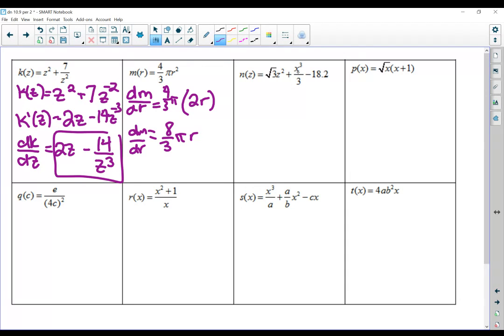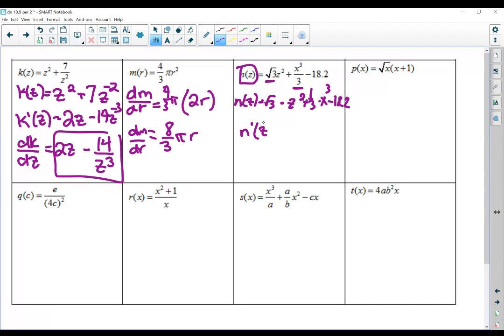Okay, now for n, I just want you to be very careful here. Sometimes we think, oh, there's negative exponents or fractional exponents, but sometimes things are just constant. So if I were to really think about n of z here, this is square root of 3 times z squared plus 1/3 times x cubed minus 18.2. Now notice here that the independent variable is z. What that means is that every other variable in this function should be treated as a constant.